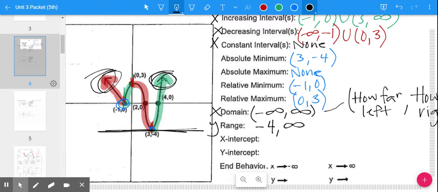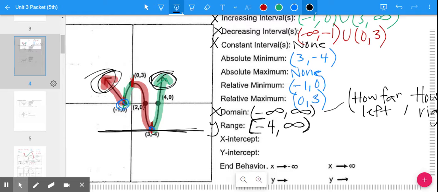Now, because there is a point on 3, -4, that -4 is a value on this line, and it's a value where it stops. So we use a hard bracket. We use a parentheses with infinity because you can never reach infinity. You can't stop at infinity, so we use that parentheses.